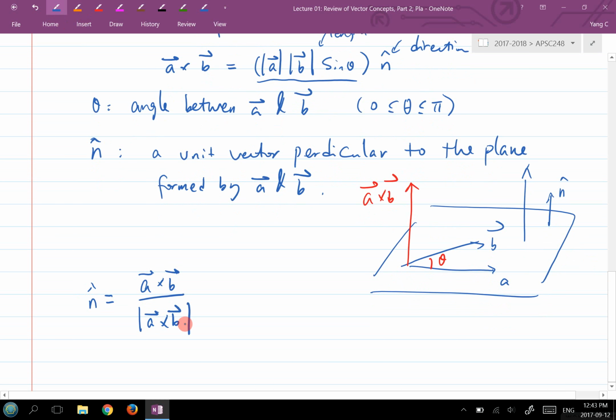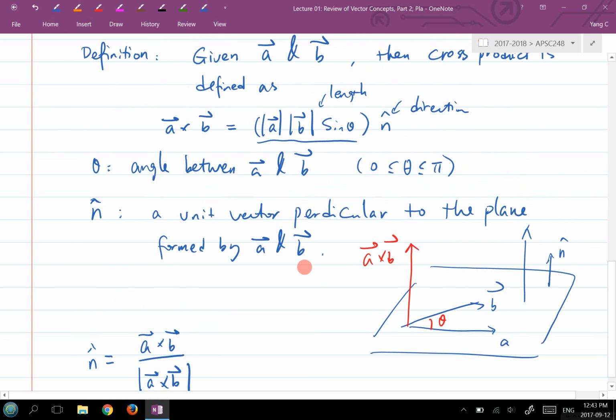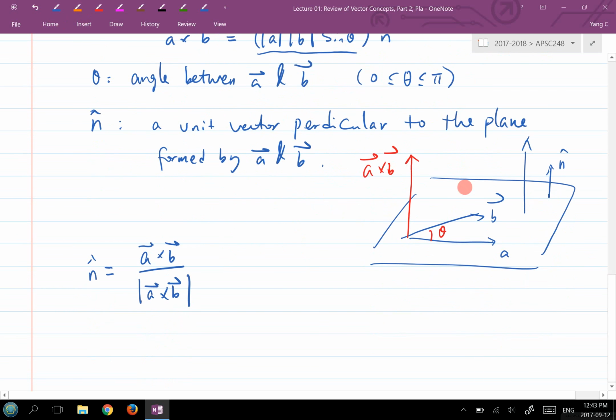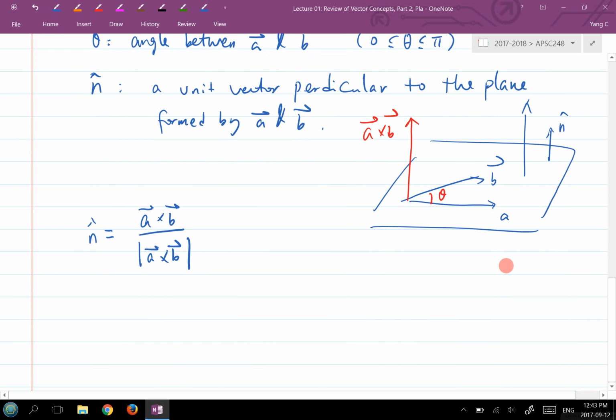This is a little bit contradictory. If I want n hat, I need to know A cross B. But if I want to know A cross B, I have to use this, so that doesn't work that way, right? So what we really need, I'll show you. We have another formula for A cross B. Essentially, if you're given A and B, you can use the following formula to calculate A cross B. Now, cross product is a very useful concept to illustrate many engineering concepts.